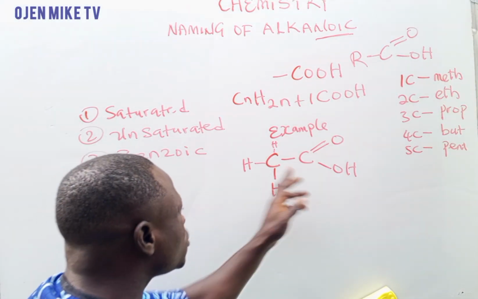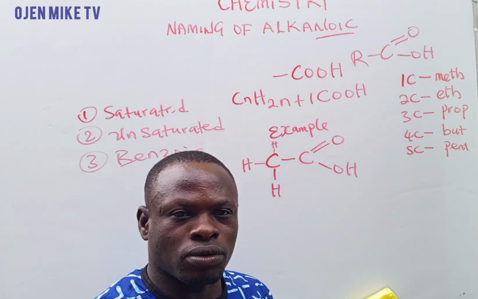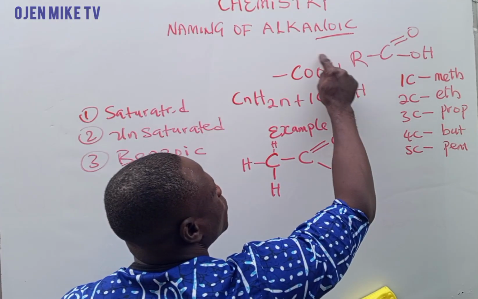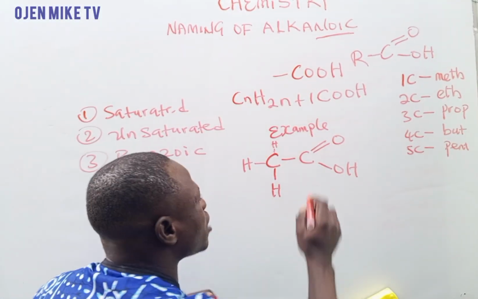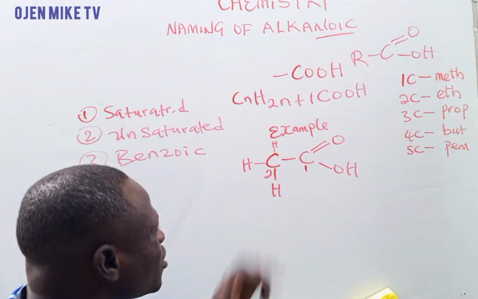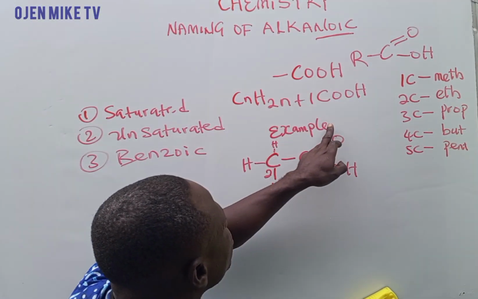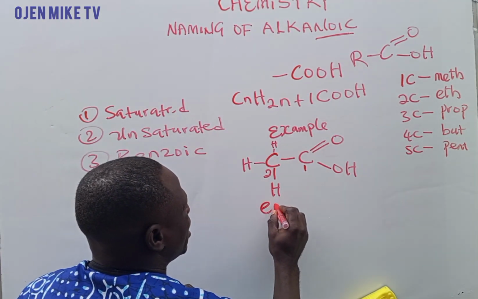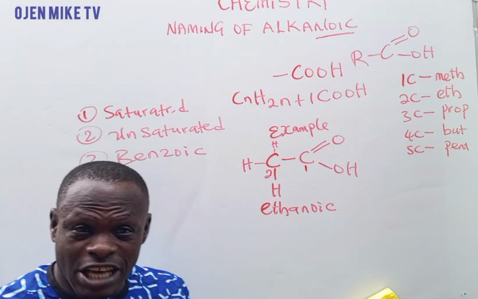Now, how do you name this compound? The simplest way to name this compound is you must always start your numbering from the functional group. This carboxylic here is the functional group. So how many carbon atoms are here? You count: 1 carbon atom, 2 carbon atoms. Since it is 2 carbon atoms, 2 carbon atoms is called et. Now the name ending is noic. So you call it ethanoic. Do you get that? It sounds simple, right?